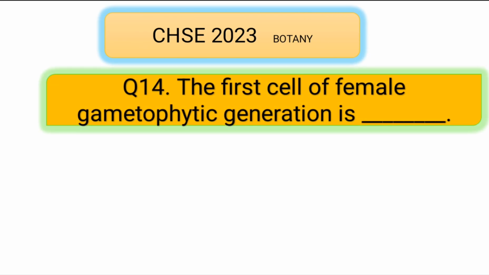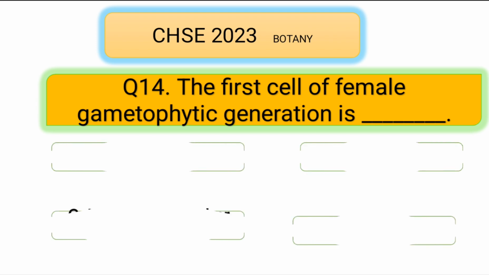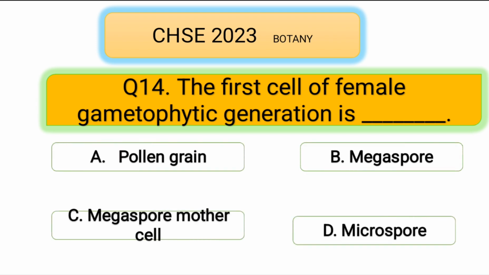Then the next question is, the first cell of the female gametophytic generation is: pollen grain, megaspore, megaspore mother cell, then microspore. So here the first cell of the female gametophytic generation is the megaspore. So option B is the correct one.